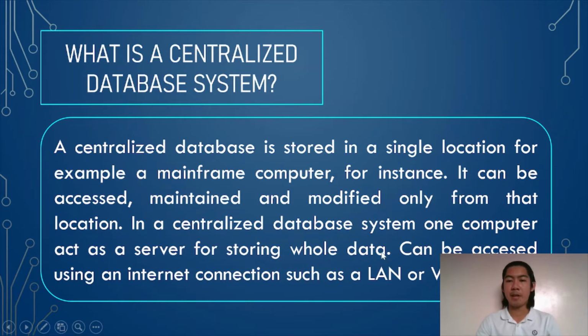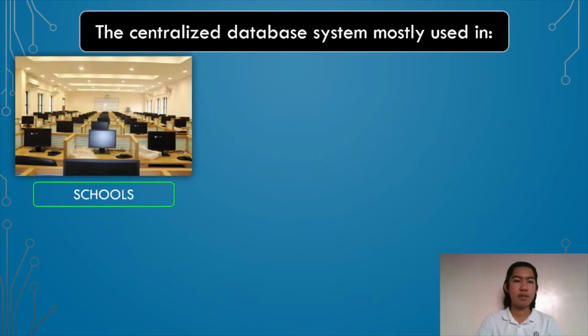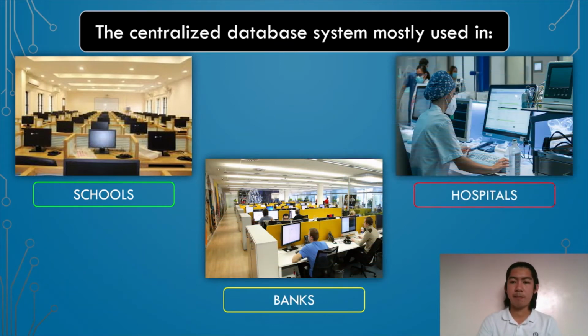In a centralized database system, one computer acts as a server for storing the whole data. It can be accessed using an internet connection, using a LAN or WAN, or local area network or wide area network. The centralized database system is mostly used in, for examples, first in schools, next in banks, and last in hospitals. These are the ones that mostly use a centralized database system.